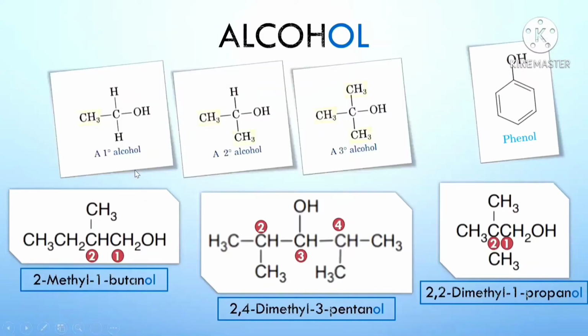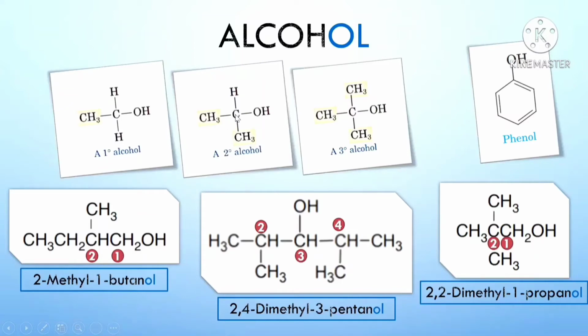Alcohols are classified as primary, secondary, and tertiary depending on the number of carbon groups bonded to the carbon bearing the OH group. For this alcohol, this is the carbon bearing the hydroxyl group, and only 1 carbon group is attached to it. Hence, it is a primary alcohol.